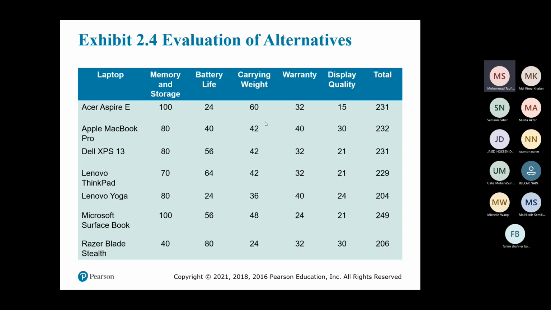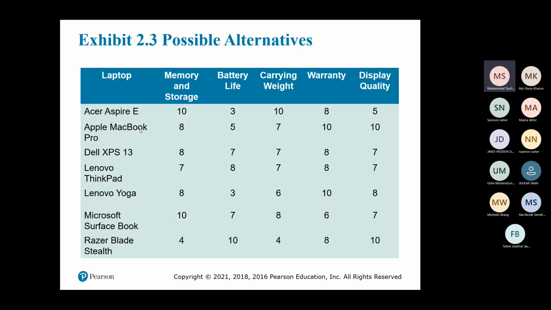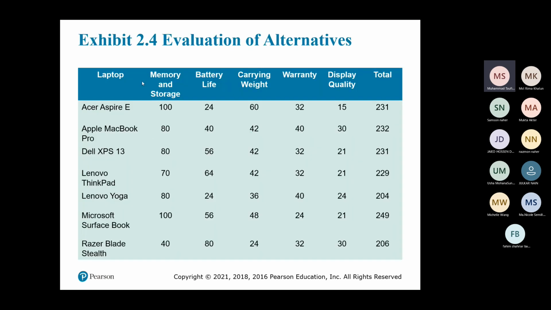And then you total up the score. And then you do the same for the next choices. Here for Apple MacBook, the score is 8 for memory and storage, so multiply by the weightage of the criteria, which is 10. 8 multiplied by 10 is equal to 80. Here battery life, we look back: the score is 5, so 5 multiplied by the weightage of the criteria, which is 8. So 8 multiplied by 5, you get 40, and so on.